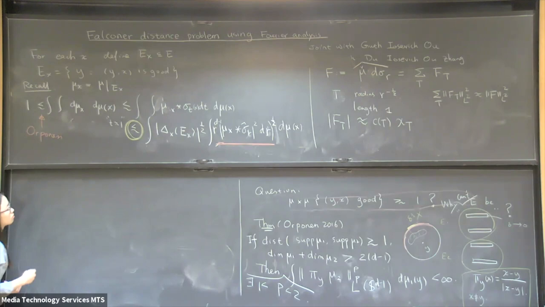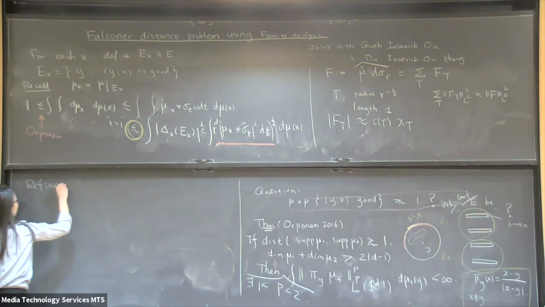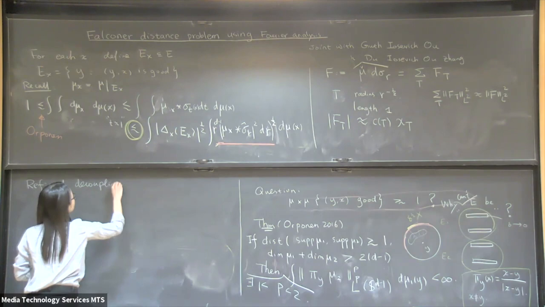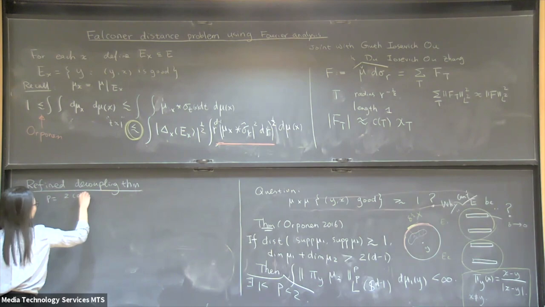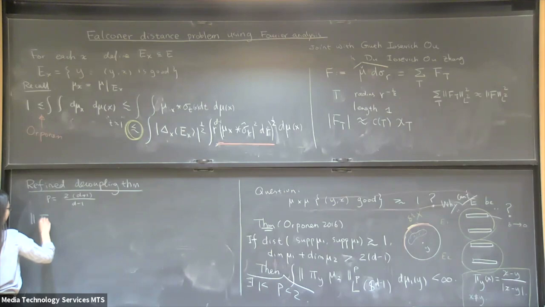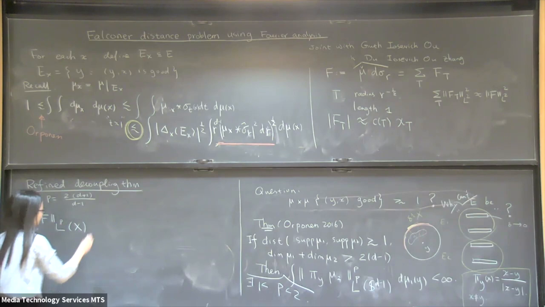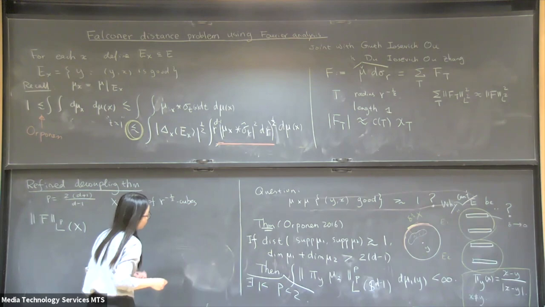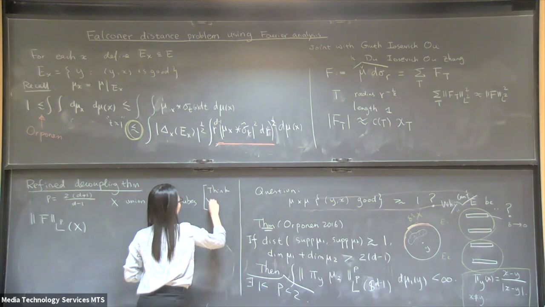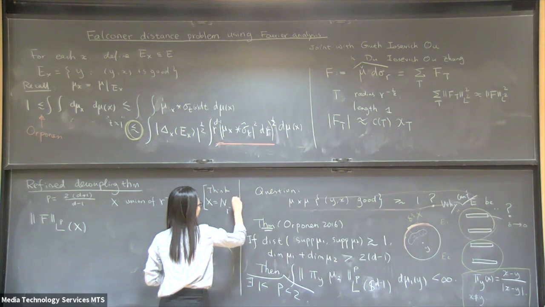We apply the refined decoupling theorem, which says that for p equal to 2 times (d plus 1) over (d minus 1), we can bound the L^p norm on X. So X is a union of R to the minus half cubes. For example, we can think of X as the R to the minus half neighborhood of our fractal set. So this will be a good toy case.